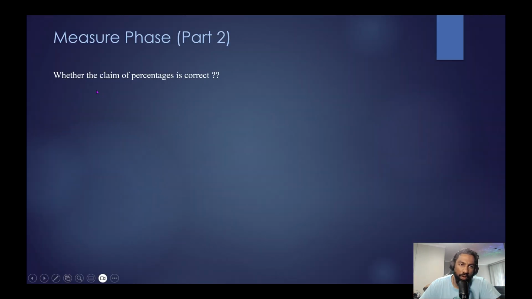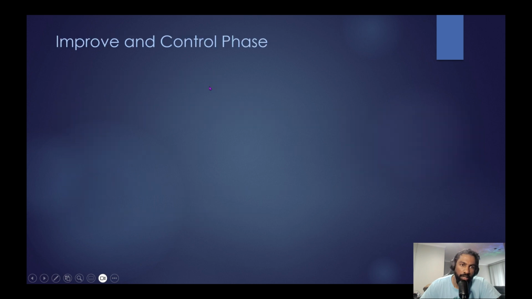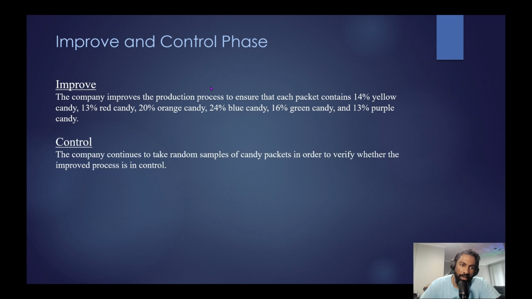So there we have it. We've also answered the second question that the company had, whether the claim of percentages is correct. The answer is that they are not. So we move on to our improve and control phase from here. In improve phase, the company improves the production process to ensure that those percentages are actually met in the packet. And in control, the company continues taking random samples just like we did here, to verify that the improved processes continue to stay in control.